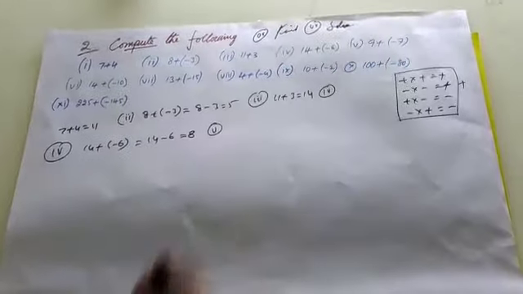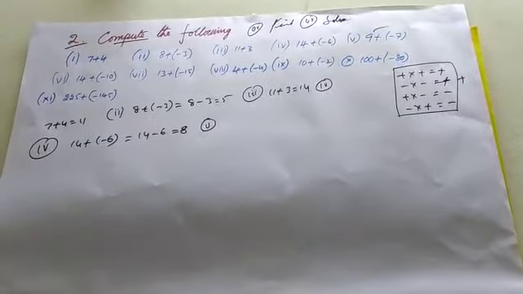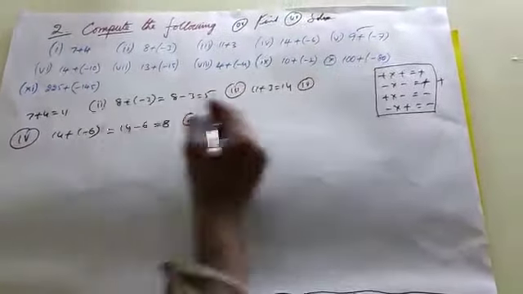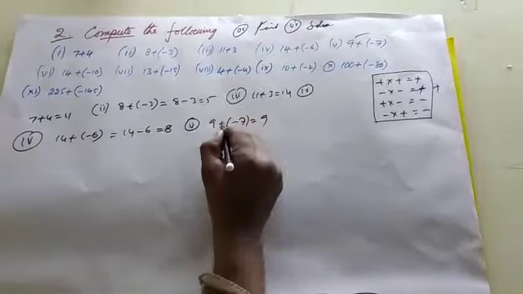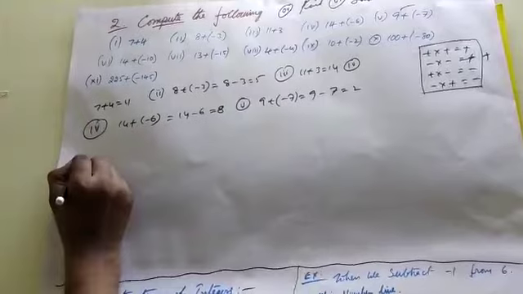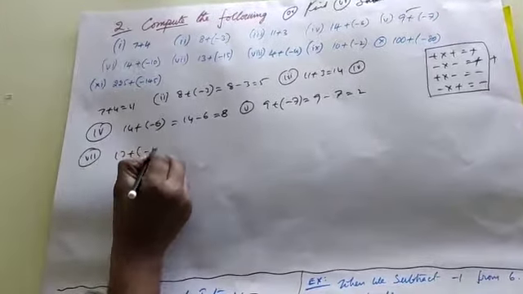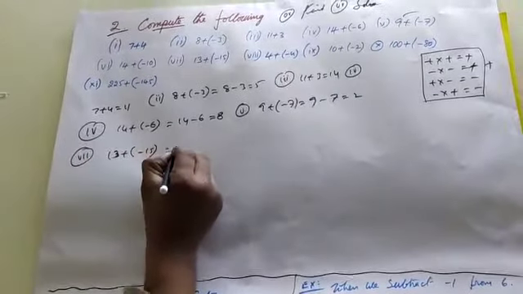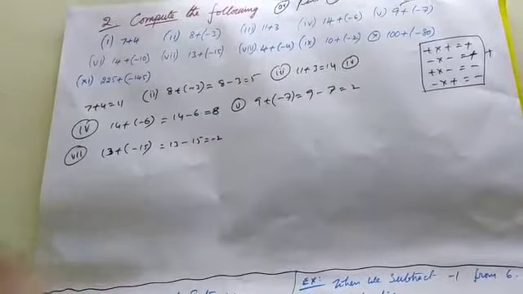5, what is 5? Same. 7 plus 9 plus or minus 7 is the same. See, any different? No different. All are the same. Like 9 plus of minus 7 is equal to 9 plus into minus 7, that is equal to 2. Go to 7. What is 7? 13 plus of minus 15. 13 plus of minus 15, that is 13 minus into plus minus 15, that is equal to minus 2.